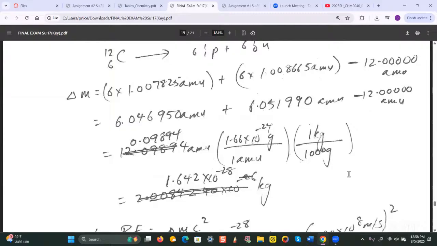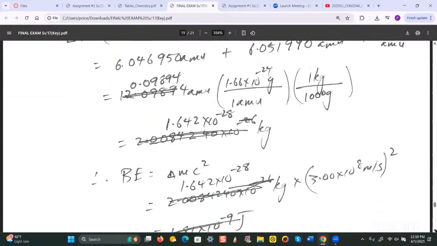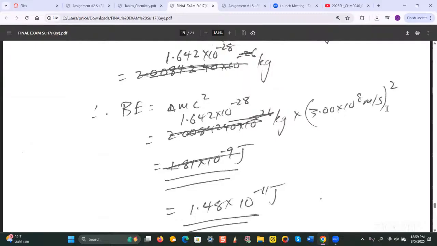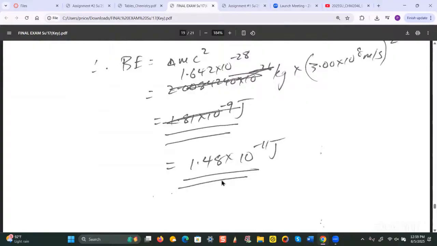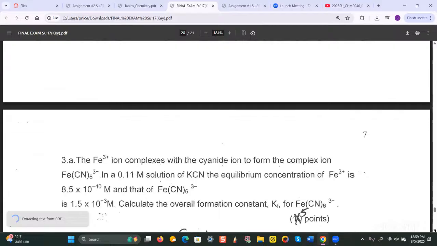So we do that calculation, we end up with the mass being equal to 1.642 times 10 to the minus 28 kilograms, and then we multiply that mass in kilograms by the speed of light squared, and that gives you the binding energy, which is 1.48 times 10 to the minus 11, all right? So that's basically how that is done. And that's it basically for that question.